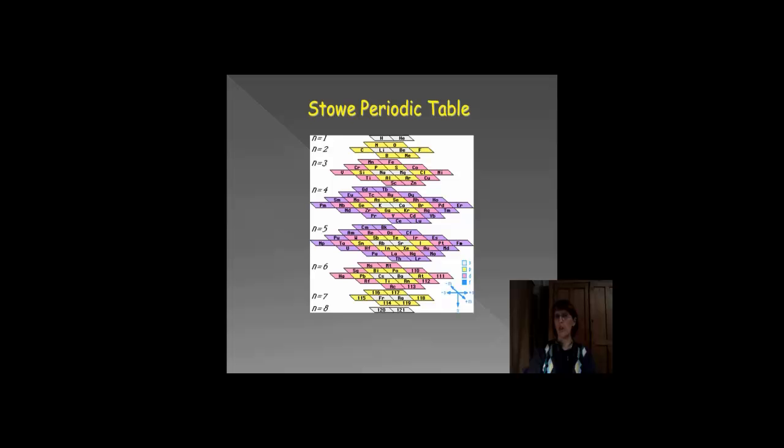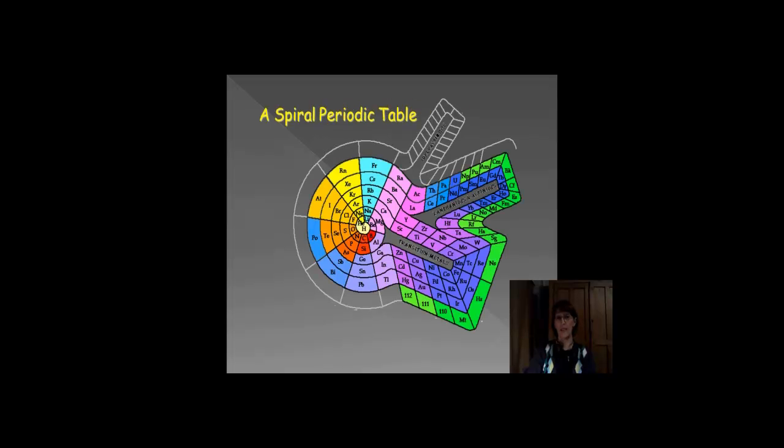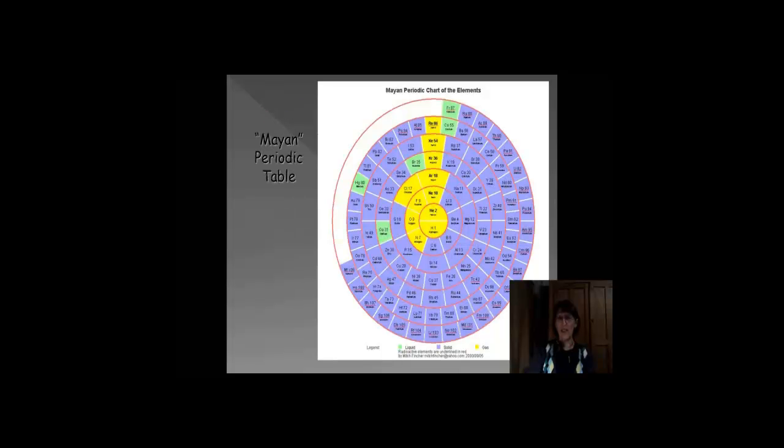Here's the Stowe periodic table. This one always reminds me of a spaceship somehow. I feel like the Starship Enterprise, yeah. It's a spiral periodic table. We have the Mayan simply because it's almost like the circular calendar of the Mayans. So here you have the Mayan periodic table.